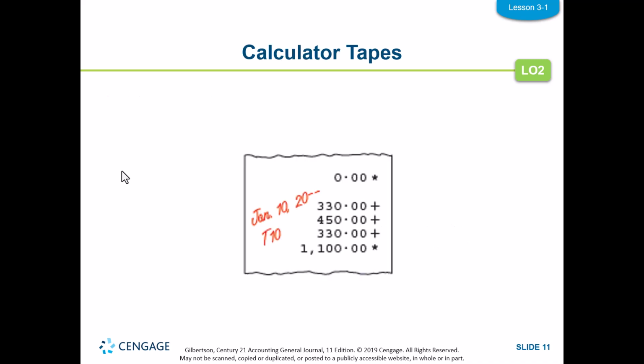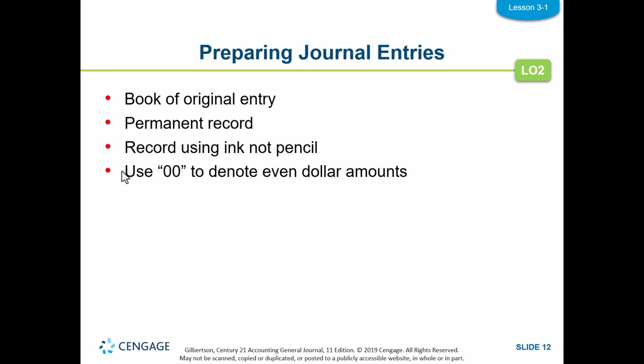And then I think the last one would be calculator tape. And so what this would be is all of the sales that happened on January the 10th, and it's just totaling them all up. And now ticket tape number 10 on January the 10th just shows that they had $1,100 in sales.